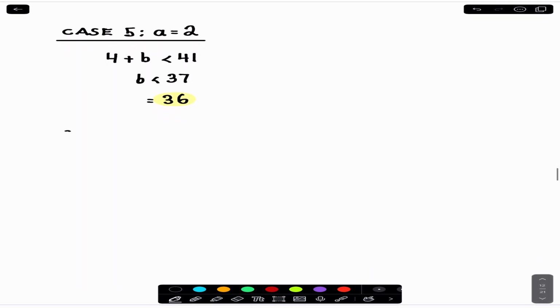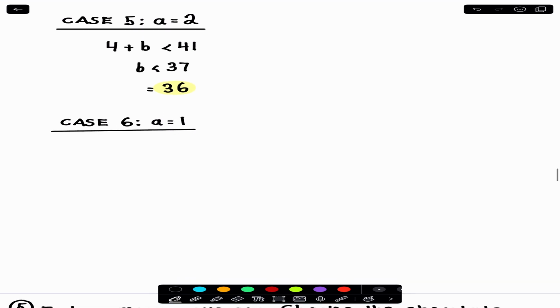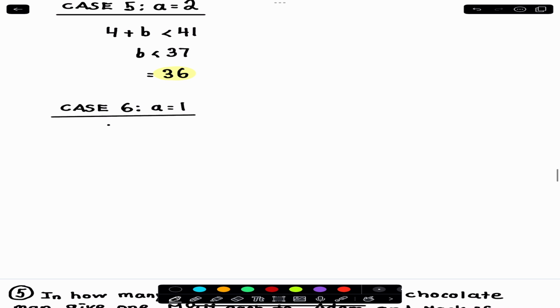Final case. So you can see a lot more cases this time. 6 cases. So we're not limited to just 2 or 3 cases or 5. Now we have 6. And this one can be finished off easily. This means there are 39 possible values for B. So let me just highlight that too.